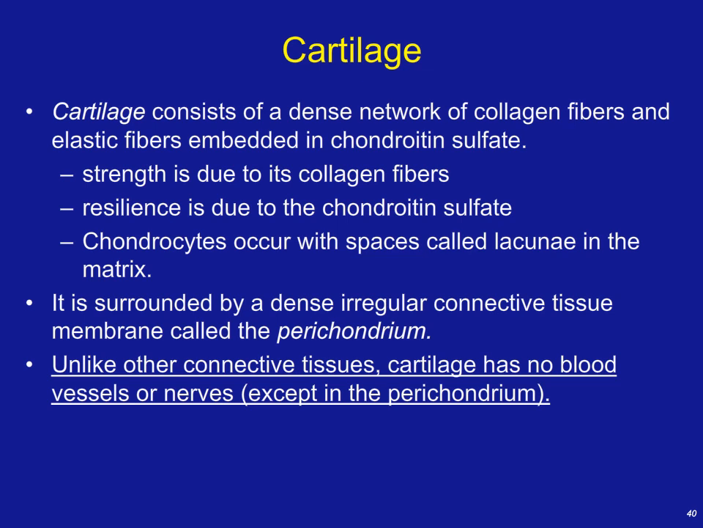And the chondrocytes are the cells that occur within spaces in the matrix called lacunae. And lacunae are just little holes, and a chondrocyte is a cartilage cell. Now, cartilages don't have a blood supply. That is, there's no blood vessels within cartilage, but it may be surrounded by a dense connective tissue membrane called the perichondrium. Remember, peri means around or outside, and chondrium here means cartilage. And so the perichondrium might have some blood vessels, but there's definitely no blood vessels inside the cartilage itself.